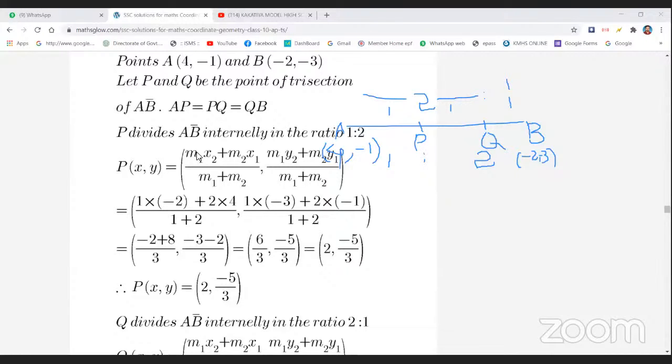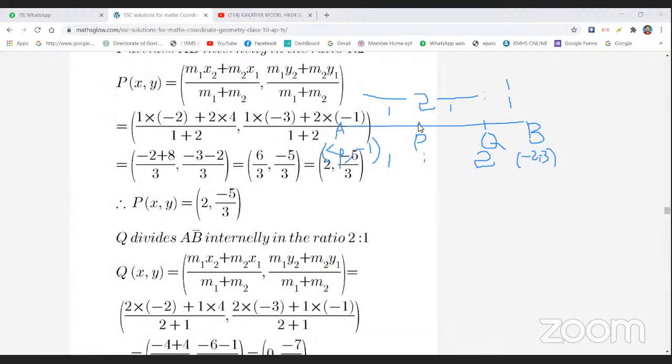After that we will get (1 into minus 2 plus 2 into 4)/(1 plus 2), comma, (1 into minus 3 plus 2 into minus 1)/(1 plus 2). So 1 into minus 2 plus 8 is 6, and minus 3 minus 2 is minus 5. Both denominators are 3. So 6 by 3 is 2, comma, minus 5 by 3. So P is (2, minus 5/3).